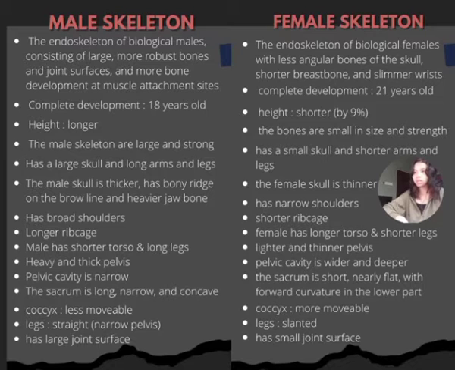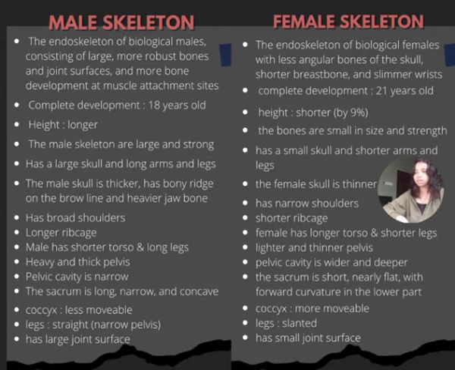The male skeletons are large and strong. The female skeletons are small in size and strength. The male skeleton has a large skull and long arms and legs. The female skeleton has a small skull and shorter arms and legs. The male skull is thicker, has a bony ridge on the brow line and a heavier jawbone. The female skull is thinner. The male skeleton has a broad shoulder. The female skeleton has a narrow shoulder.